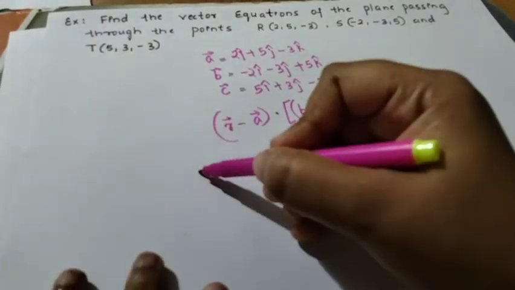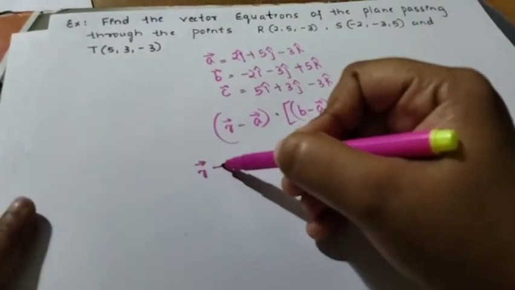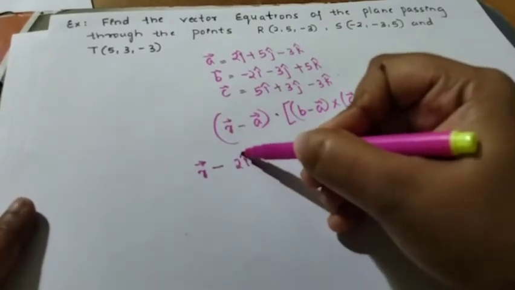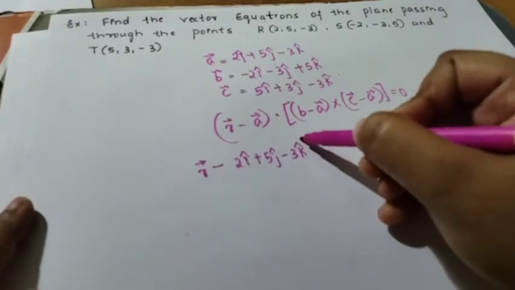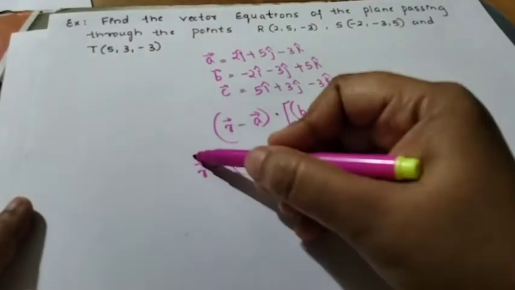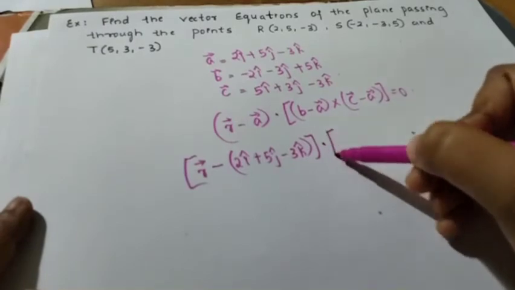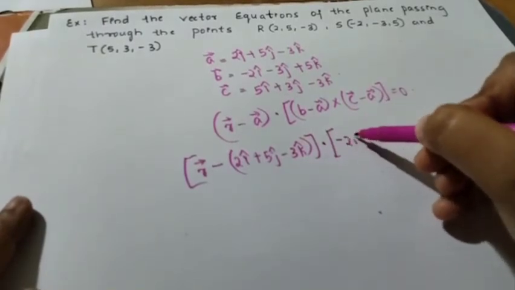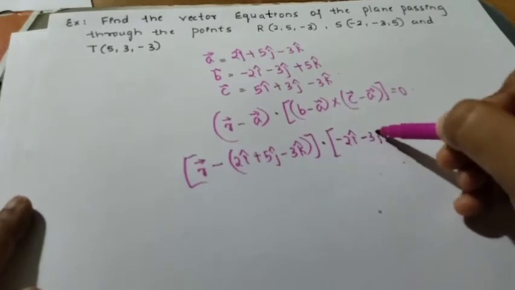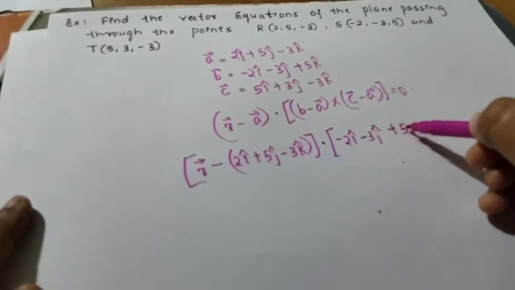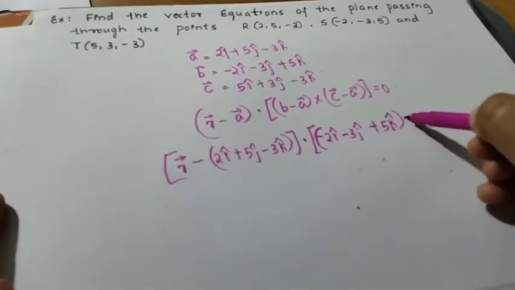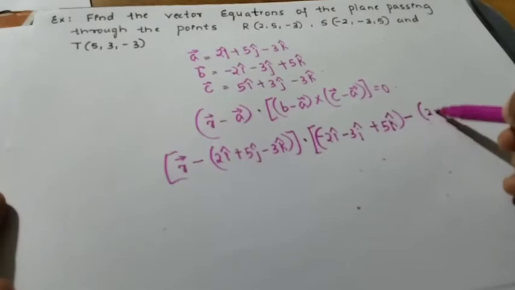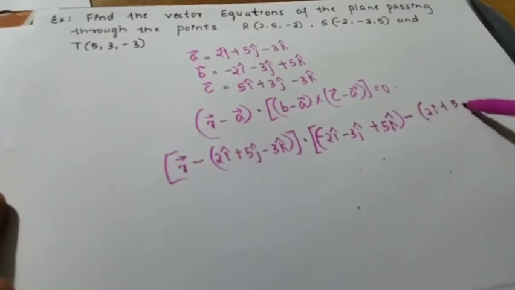Okay, r I keep as it is, because the vector equation is asked. Minus a, which is 2i plus 5j minus 3k. Okay, dot product with, what is b minus a? B is minus 2i minus 3j plus 5k, minus what is A, 2i plus 5j minus 3k.